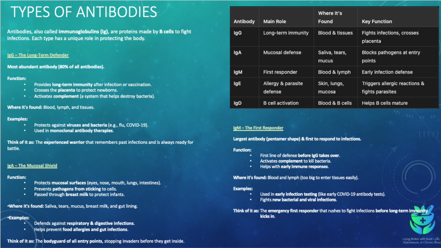IgM, the first responder. This is the largest antibody, pentamer shaped, and is the first to respond to infections. Its function is the first line of defense before IgG takes over. It activates the complement system to kill bacteria. It also helps with early immune responses. And it's found in the blood and lymph nodes, but it's too big to enter tissues easily.